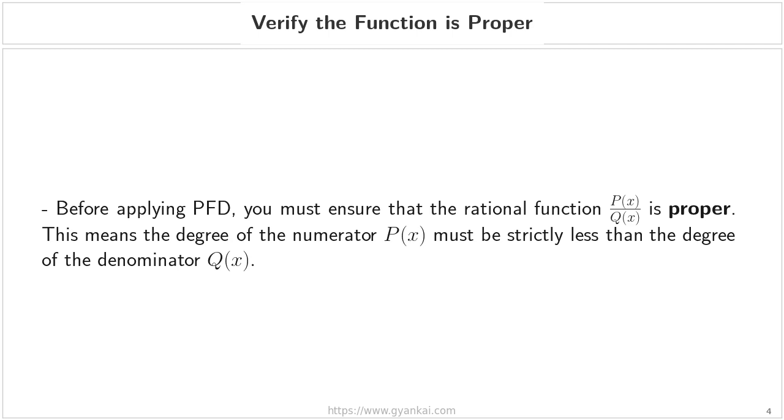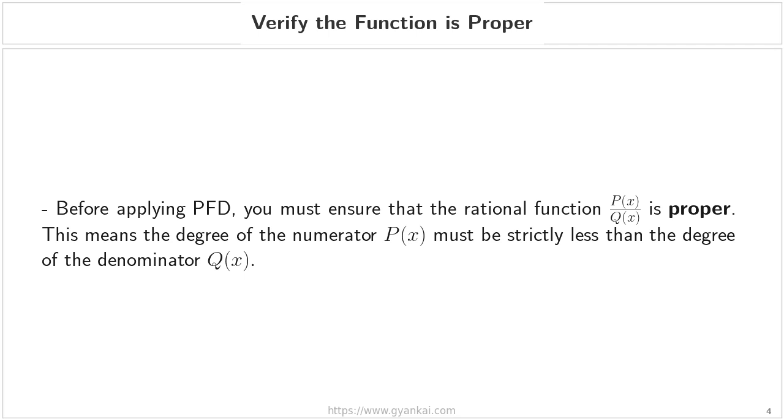Now, what does that mean? A rational function is simply a fraction where both the numerator and the denominator are polynomials. We represent it generally as p of x divided by q of x. A rational function is considered proper if the degree, that is, the highest power of x in the numerator, p of x, is strictly less than the degree in the denominator, q of x. So, if the numerator has a highest power of, say, 1, the denominator must have a highest power greater than 1, like 2 or more.